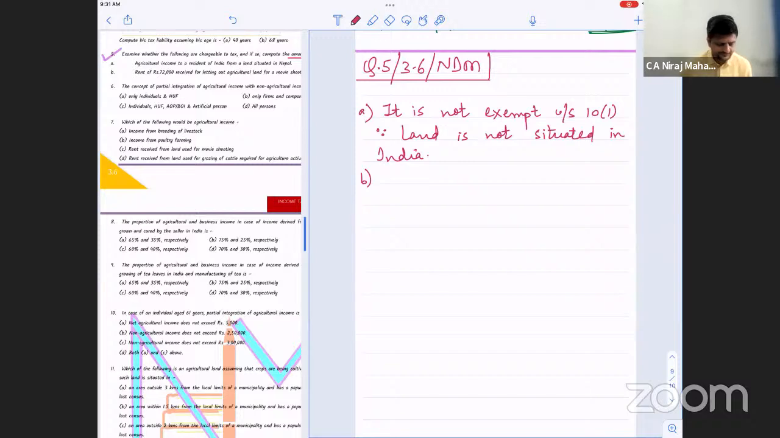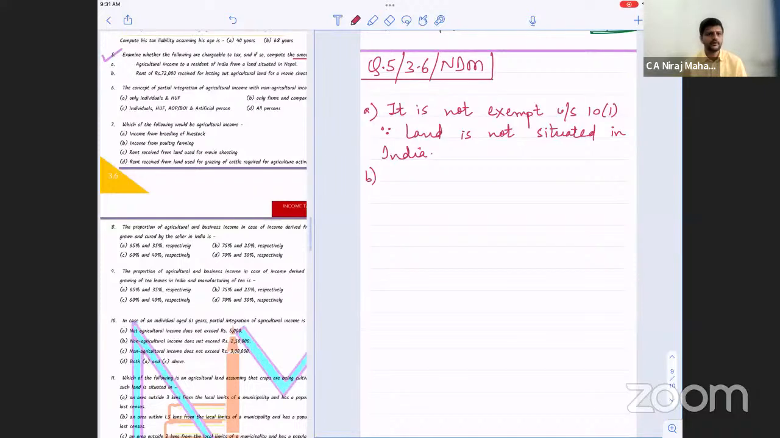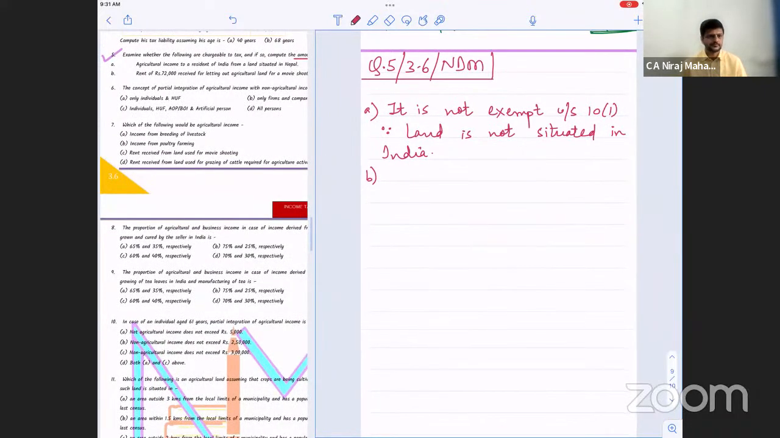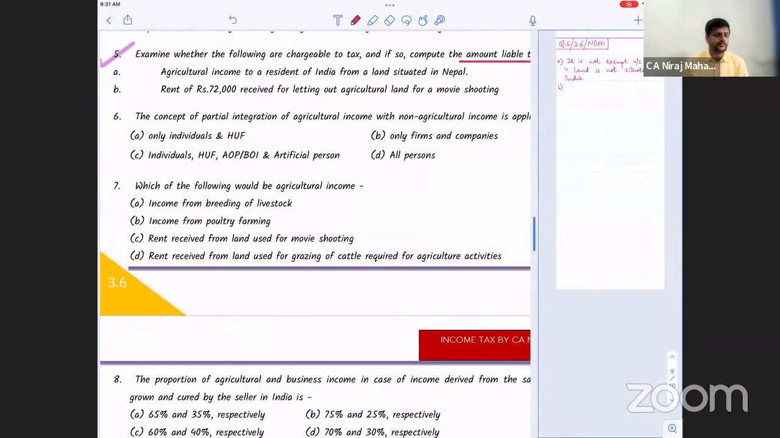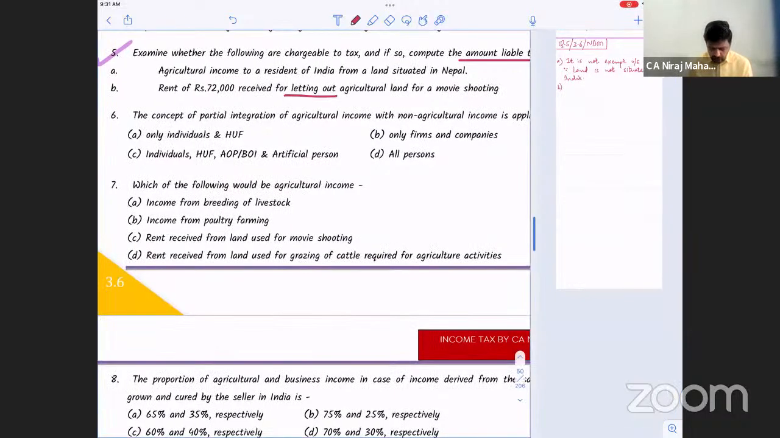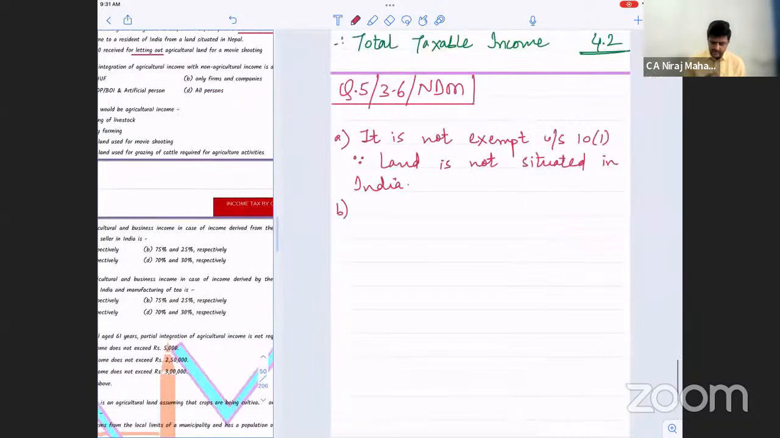And B. Second income: rent of rupees 72,000 received for letting out agricultural land for a movie shooting. Letting out means giving it on rent. Again, taxable because agricultural land is not used for agricultural purposes. Simple. So again, it is not exempt.